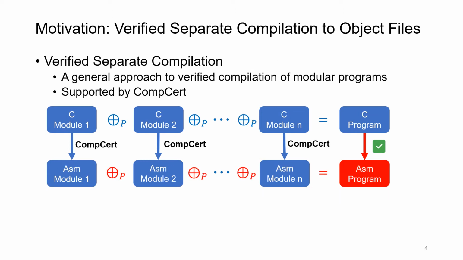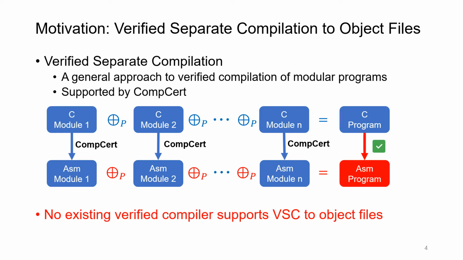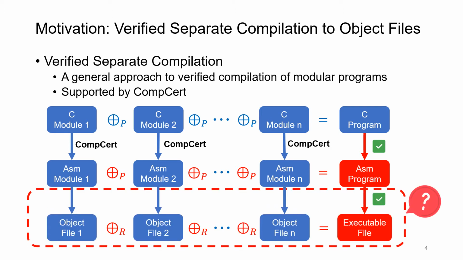CompCert adopts this approach because it can entirely reuse the correctness theorem for compiling full programs. In this setting, the same linker is used throughout the compiler passes of CompCert. However, there's no verified compiler that can support verified separate compilation from C programs all the way to the object files. The main difficulty is that the linker at the binary level behaves very differently from the linker at the source level. It is unclear if the framework of verified separate compilation can still work in this setting.